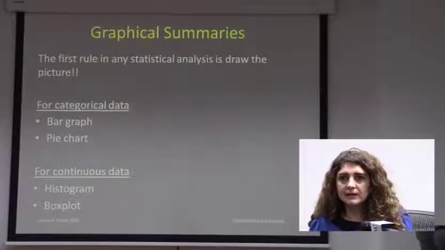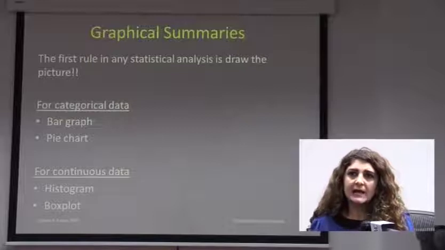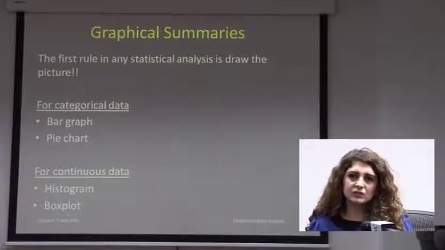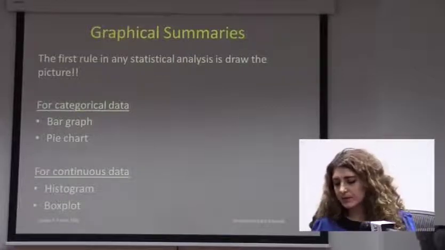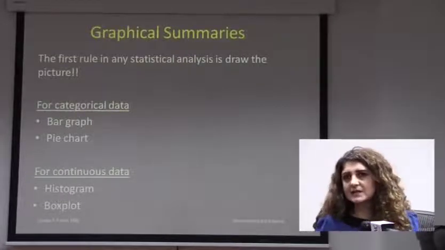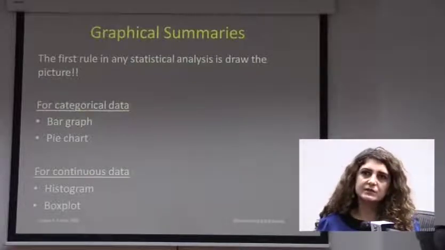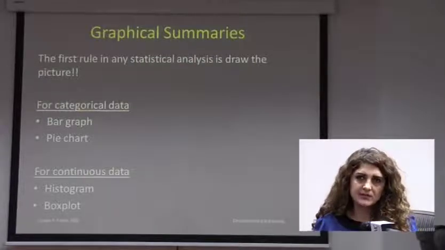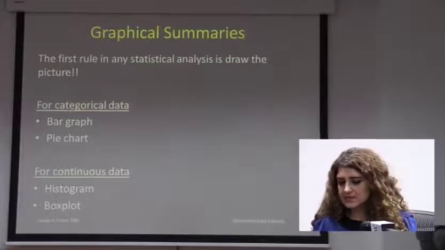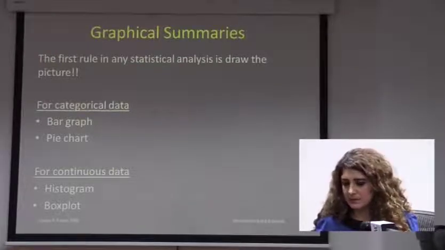For categorical data, the graphs that I am going to talk about are the bar graph and the pie chart. And for continuous data, and here actually the graphs are much more informative than in categorical, we do the histogram and the box plot. So as I said before, we separate. Categorical data have a certain set of graphs to be represented by, and continuous have other graphs to be represented by.